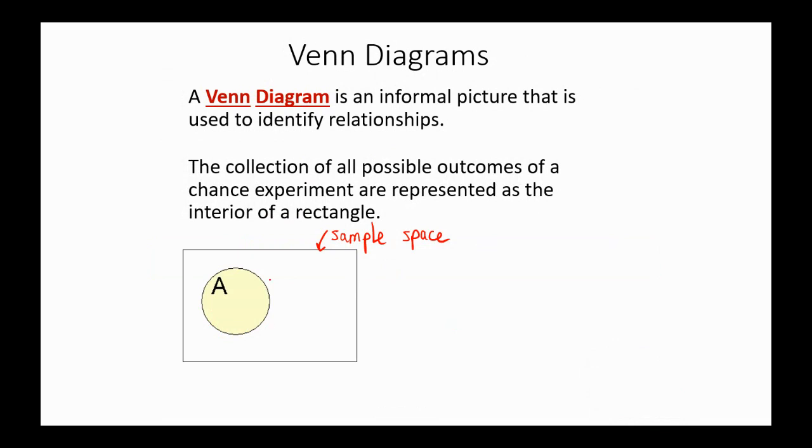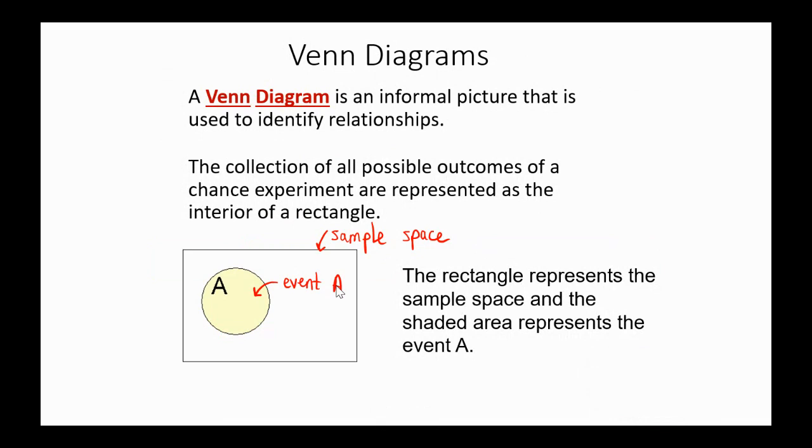The circle with the A in it is event A. That represents event A. The rectangle represents the sample space. The shaded area, which is that circle, represents the event A. Sample space is a blank, and then you may want to draw that rectangle.